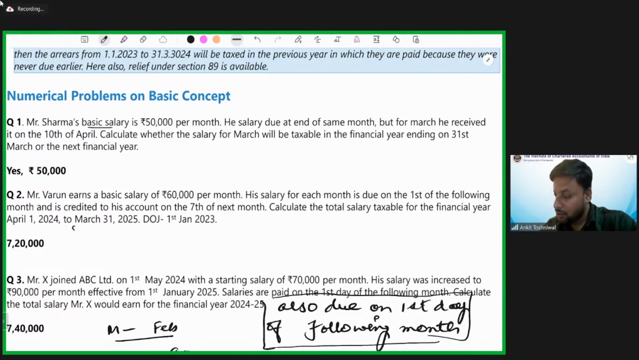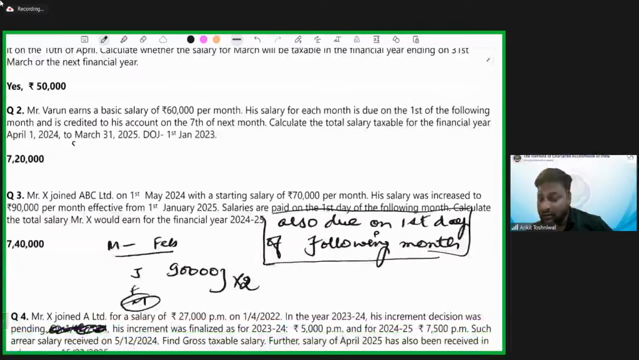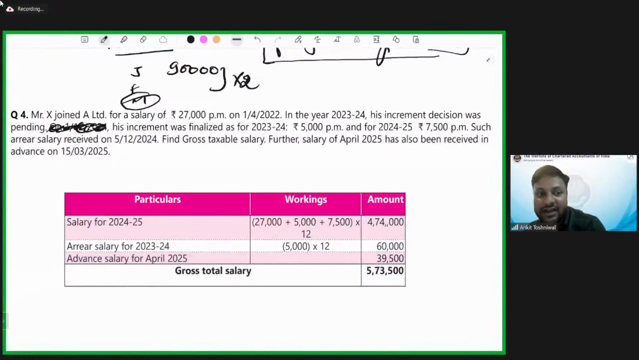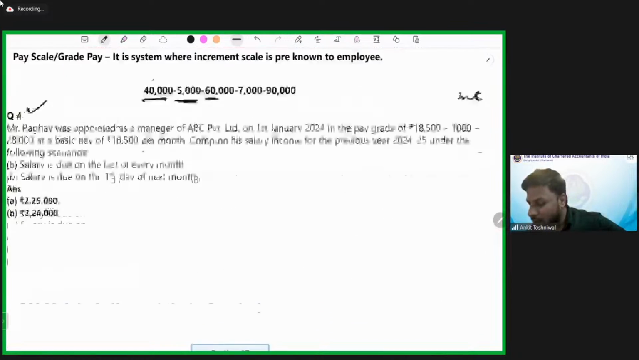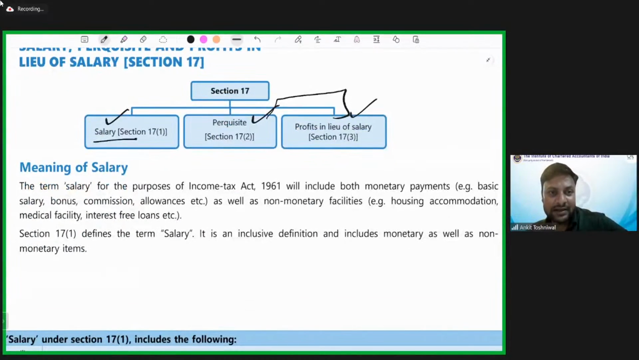Shall I move forward? So there are two questions which I have given you for homework. This is a very tricky question. Question number 4 is very tricky. Please be conscious and vigilant while solving this question. Again, for the sake of the confusion, I have deleted this word. Okay. So this is a very tricky question. Please solve it. Now, all the concept regarding the basics of the salary is cleared, right?